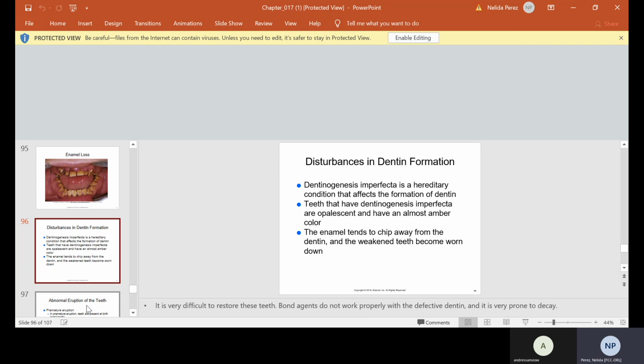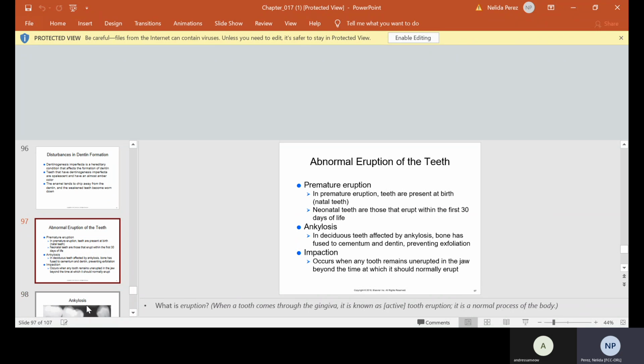Again, it is very difficult to restore these teeth. Bond agents do not work properly with the defective dentin, and it is very prone to decay. Abnormal eruption of the teeth, premature eruption. Teeth are present at birth, natal teeth. Neonatal teeth are those that erupt within the first 30 days of life.